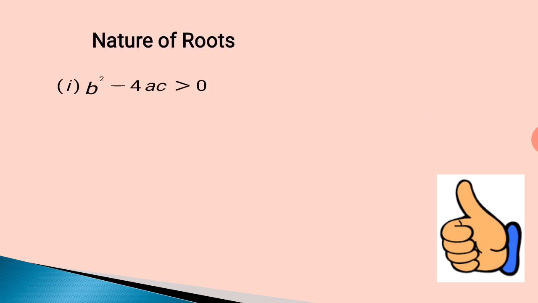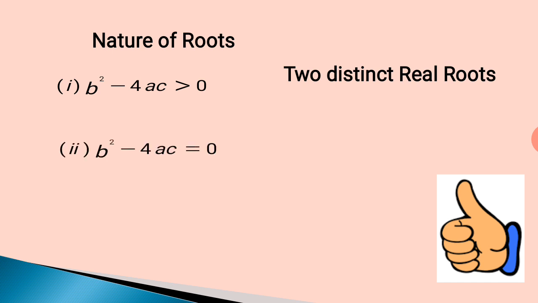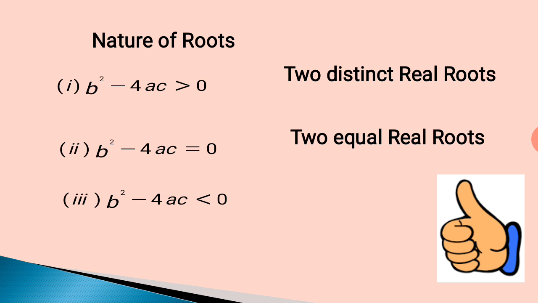Children, when b square minus 4ac is greater than 0, we will say that two distinct real roots will occur. The roots, the solutions, will be 2 in number and distinct also. Then if b square minus 4ac equal to 0, then the roots will be equal, because the square root part vanishes and you are left with 2 equal real roots. There is one more condition, the third one, b square minus 4ac is less than 0. In that case, there will not be any real roots. So, whenever you get the third condition, you need not solve also.